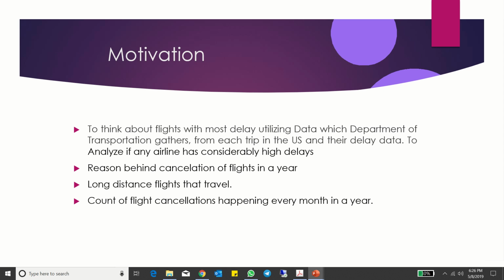Motivation: to know about flights with the most delays, using data which the Department of Transportation collects from every flight in the US and their delay information. To analyze if any airline has considerably high delays, to get knowledge about the most common reason behind cancellation of flights in a year, to know about long distance flights that travel, and to know about the count of flight cancellations happening every month in a year.